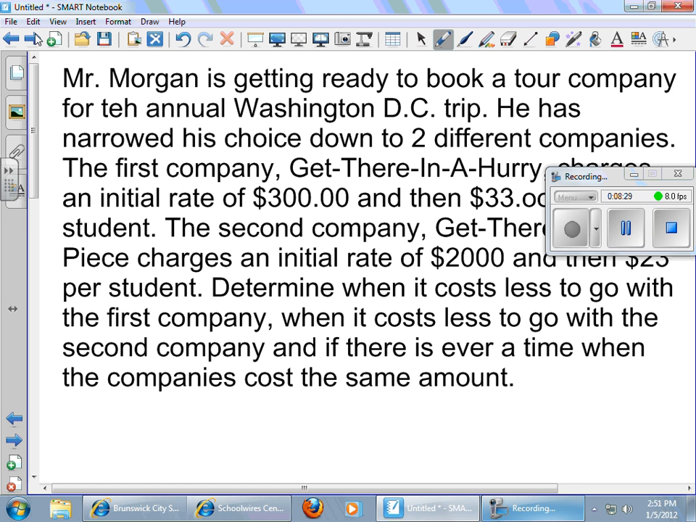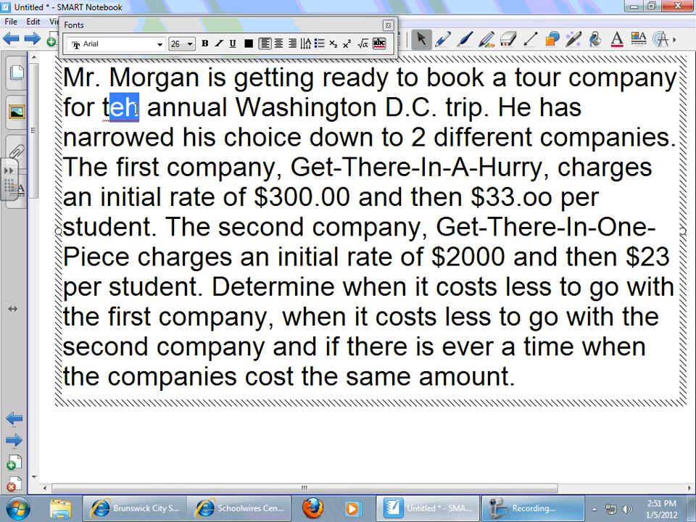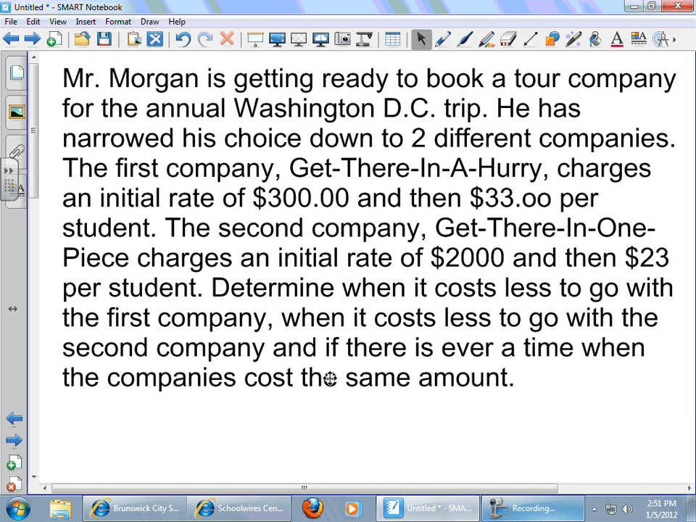It says Mr. Morgan is getting ready to book a tour company for the annual Washington, D.C. trip. He has narrowed his choice down to 2 companies. The first company, Get There in a Hurry, charges an initial rate of $300. Initial, isn't that another word for beginning? I'll bet you this is my b, my y-intercept. And then $33 per student, this must be my slope.